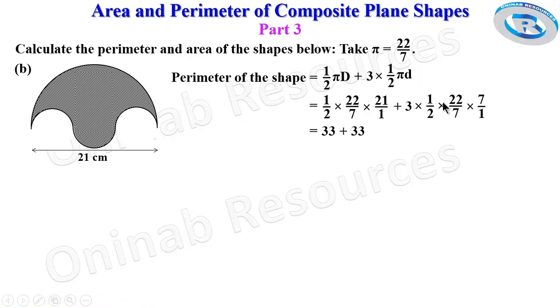If you simplify this one too, it is also 33. This is giving us 66 centimeters. And that's all for the perimeter of the shape.